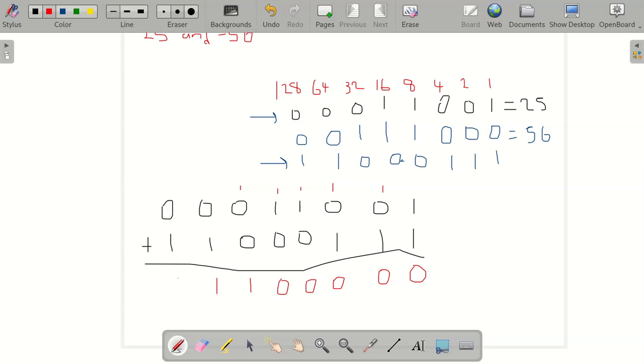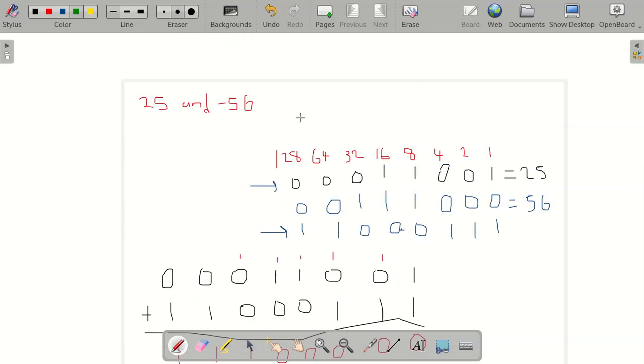0 plus 1, 1. Okay, so there we have it. Now, remember, we need to determine whether an overflow has occurred or not. So, what's the bigger number here? 25 or 56? It is 56.